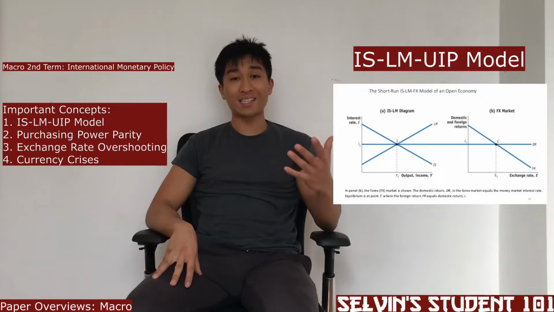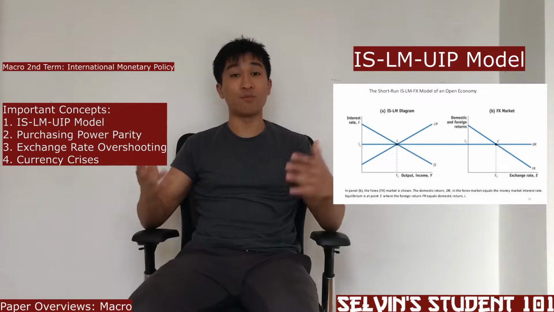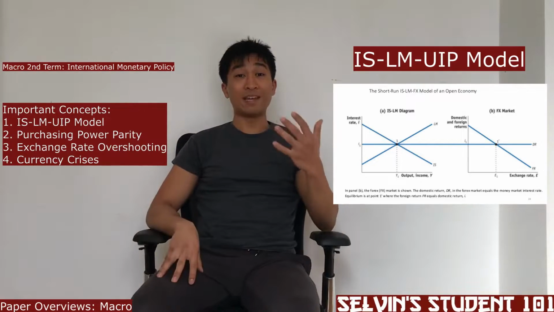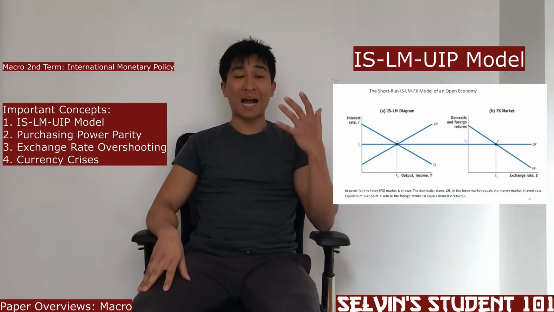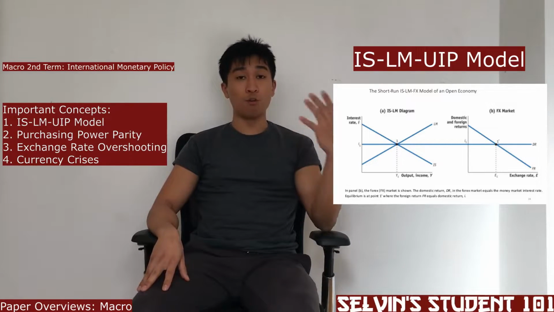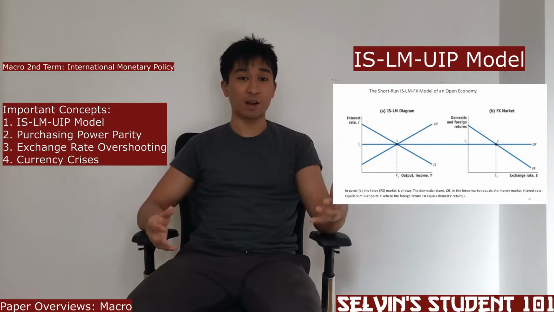The second half of this term looks at government policy in an international context. You look at the ISLM UIP model, which determines how the exchange rate is determined within an ISLM style model. You then look at how the exchange rate is determined in the long run. After that, you look at how a floating exchange rate may actually overshoot a desired rate. Finally, you look at some explanations for currency crises.